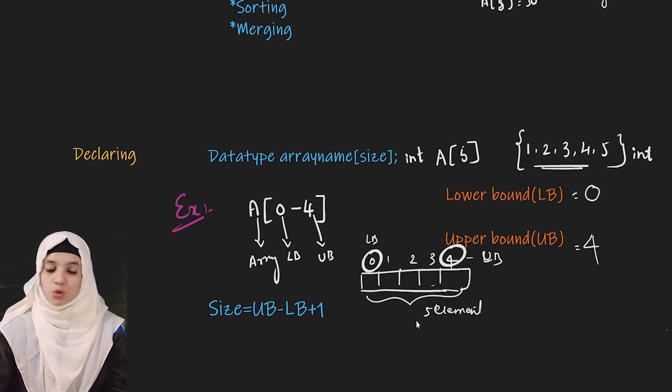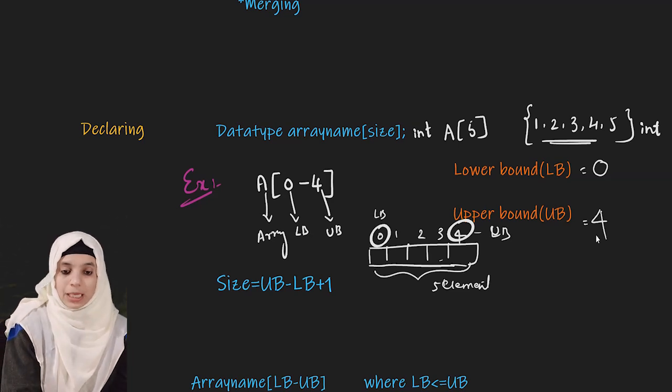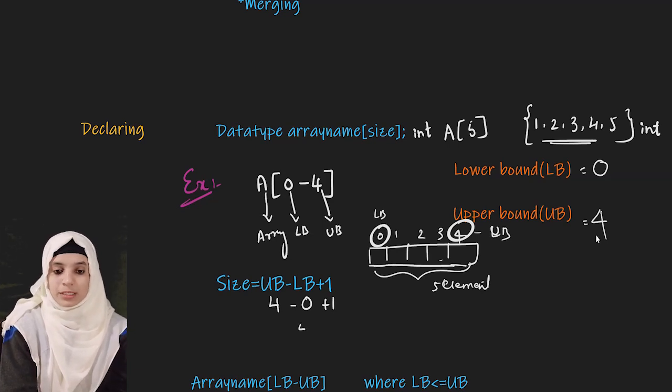So let's see how to find the size of an array. The formula to find the size of an array is upper bound minus lower bound plus 1. So what is the upper bound here? In this example, the upper bound is 4 and the lower bound is 0. So 4 minus 0 plus 1 is 5. Do we have 5 elements here?